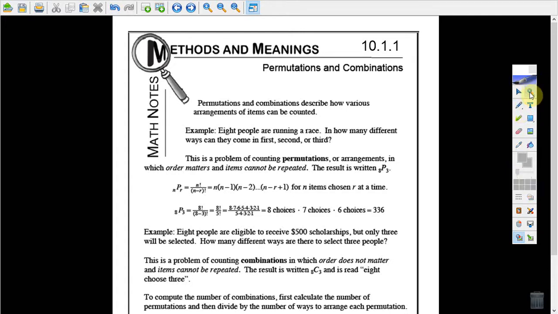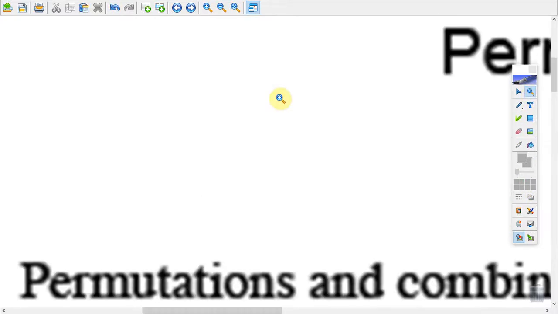Before we really delve into these math notes, I'm going to do a little sidebar. The first example discusses ways that we can find the top 3 winners of a race of 8 people. Before we do that, I want to think about all the different ways we could just arrange those 8 people.